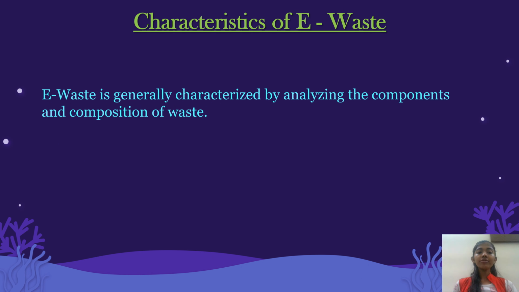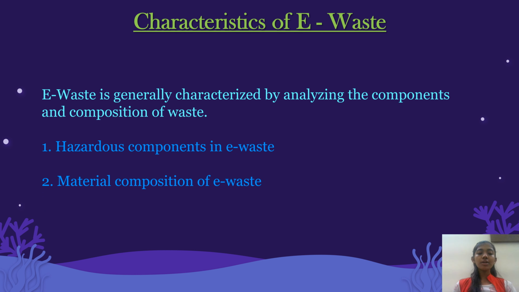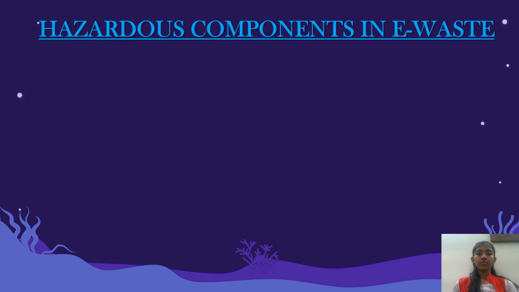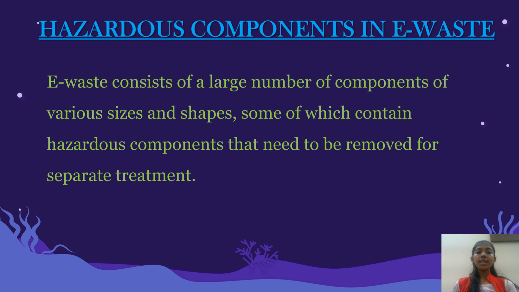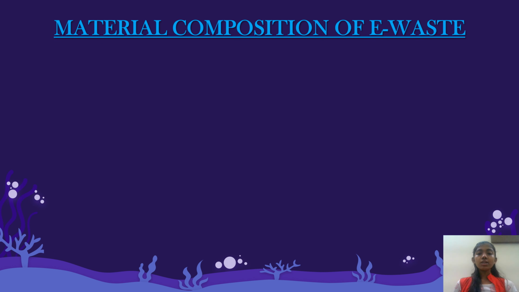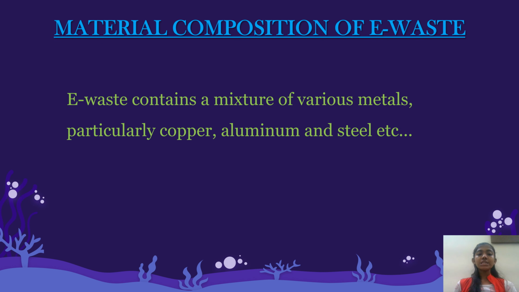Characteristics of e-waste. E-waste is generally characterized by analyzing the components and compositions of waste, that is, hazardous components in e-waste and material composition of e-waste. Hazardous components in e-waste: electronic waste consists of a large number of components of various sizes and shapes, some of which contain hazardous components that need to be removed for separate treatment. Material composition of e-waste: electronic waste contains a mixture of various metals, particularly copper, aluminium and steel, etc.